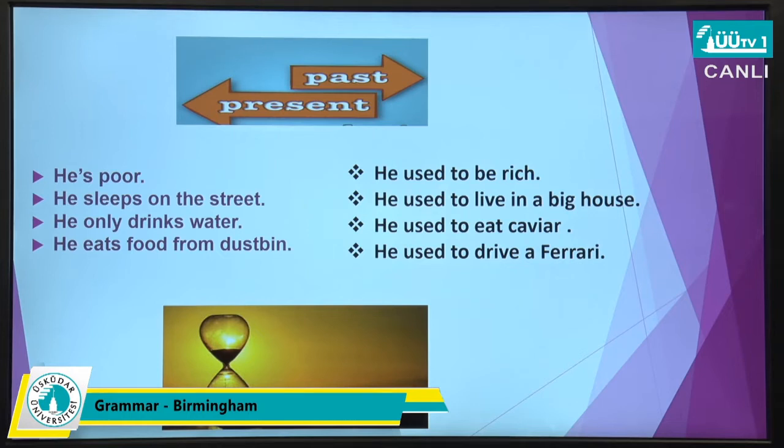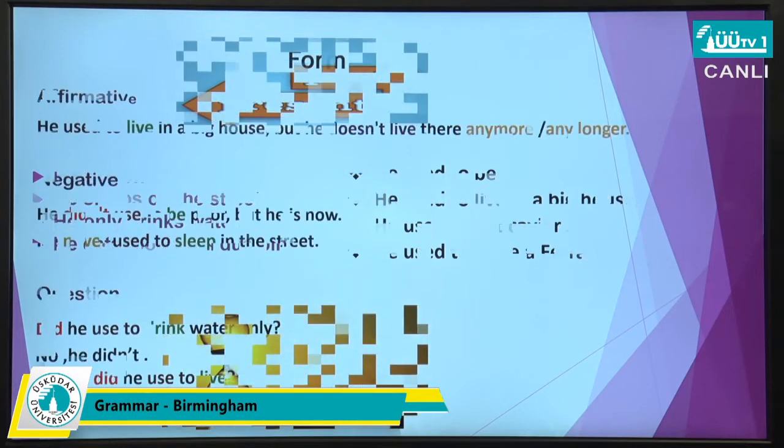That's really sad, huh? And then here you say he used to drive a Ferrari, but he eats food from a dustbin. You know what a dustbin is? It's a garbage can or something. So as you can see, you can distinguish the differences between present and past. Okay, let's move on to check the form of the sentences.